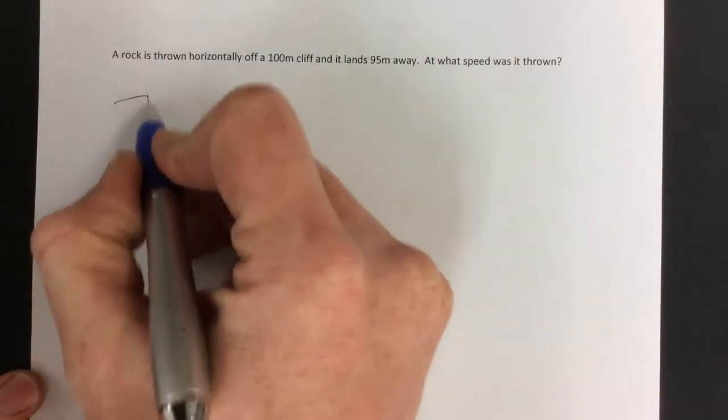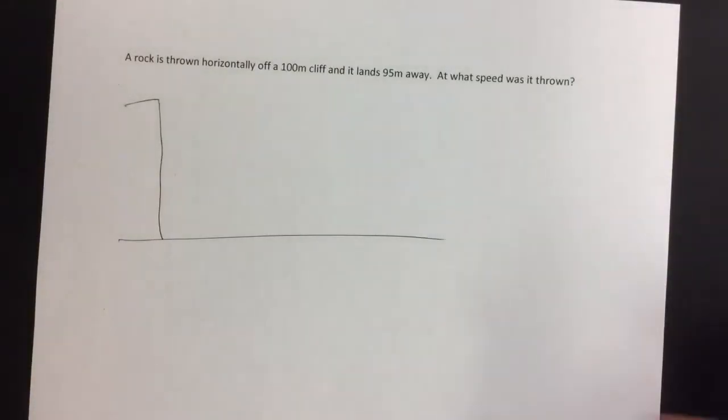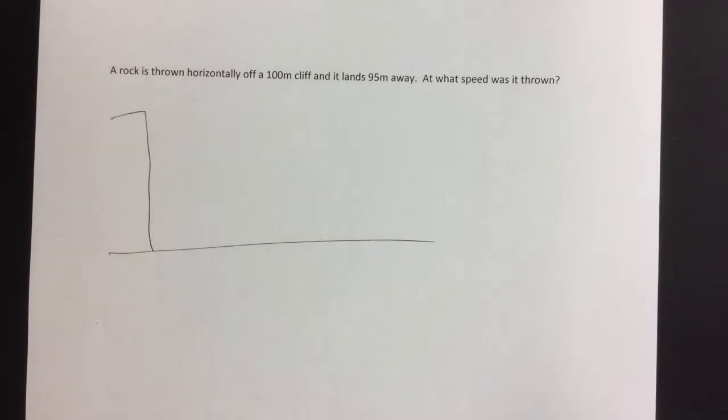So the problem that we're going to do is: a rock is thrown horizontally off a 100-meter cliff and it lands 95 meters away. At what speed was it thrown? When you do these problems, a good thing to do first is draw a picture. So we have a rock and a cliff. We have lots of room, so let's make a big picture so it's clear.